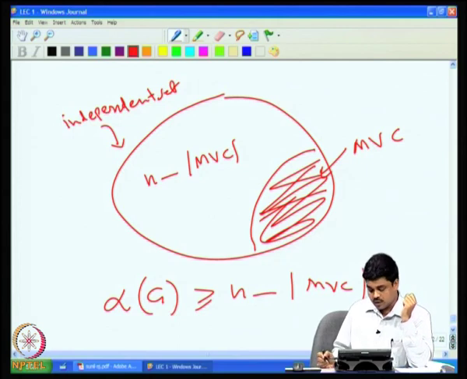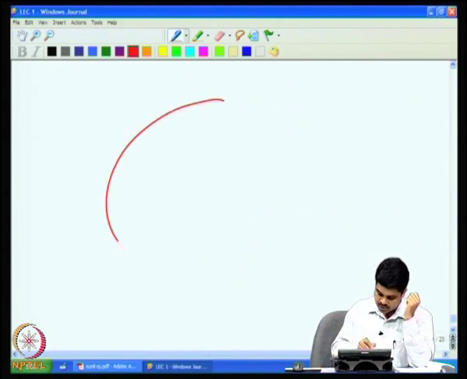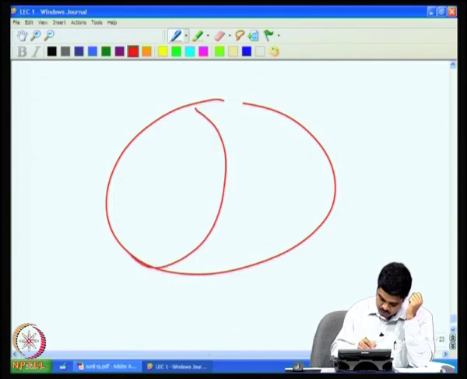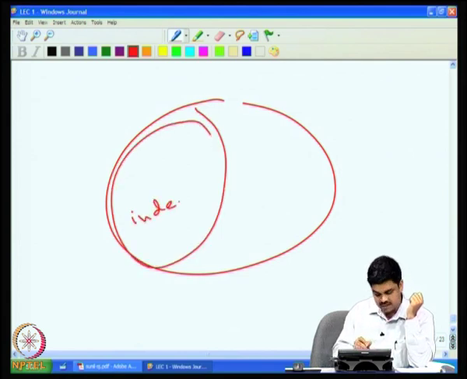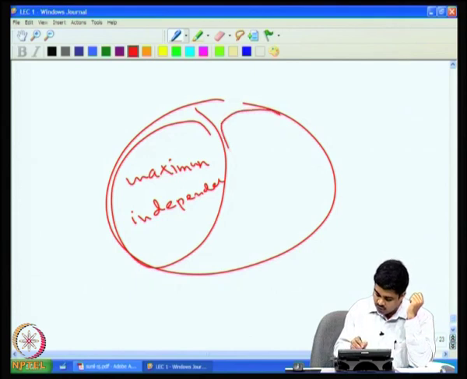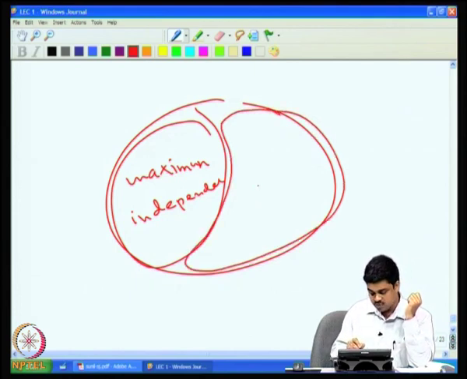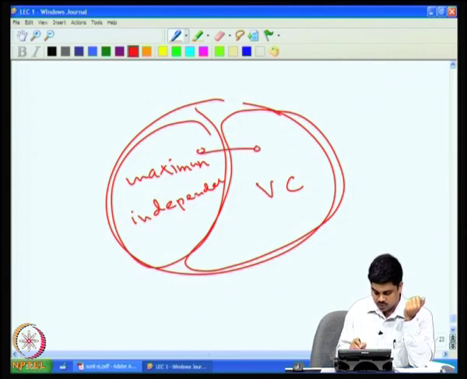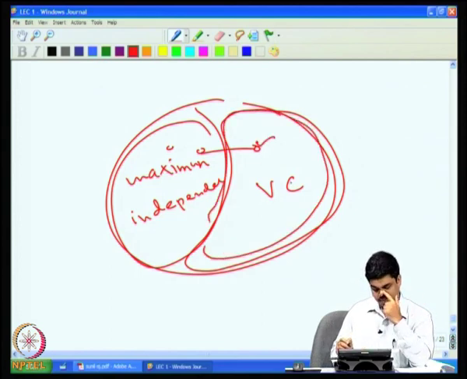Similarly, what will happen if I remove an independent set? Let us take the biggest, maximum independent set and remove it. Clearly, what remains here is going to be a vertex cover. Why? Because any edge is going to be like this only, it is not possible to have an edge like this. Any edge has at least one of its endpoints in this part, so it is a vertex cover. So the minimum vertex cover has to be even smaller than this.